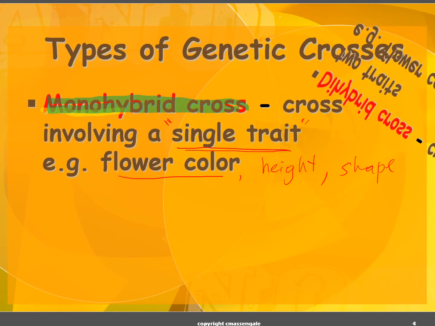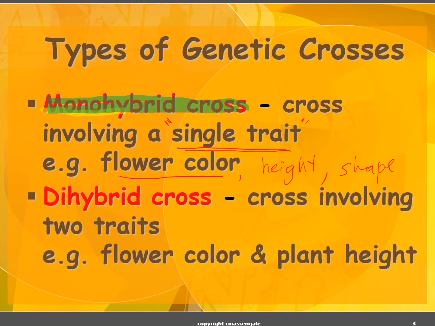On the other hand, a dihybrid cross, class, is a genetic cross involving two different traits at the same time. For example, in this example we are dealing with flower color, which is one trait, and plant height is another trait. So this is the first trait, and the second trait is plant height. We are dealing with two traits at a time. That's the main difference: a monohybrid cross deals with a single trait only, while a dihybrid cross deals with two traits at a time. For the succeeding part, we will be focusing on monohybrid crosses.